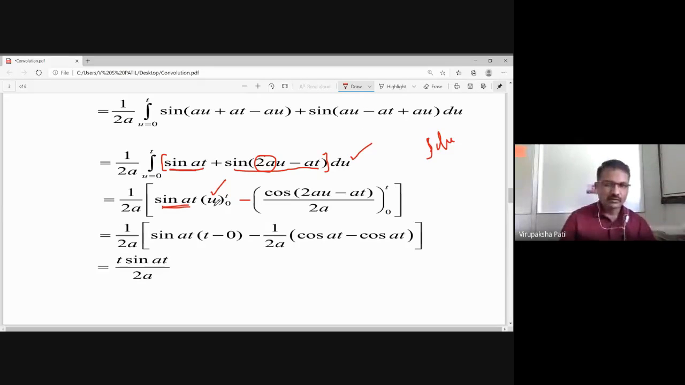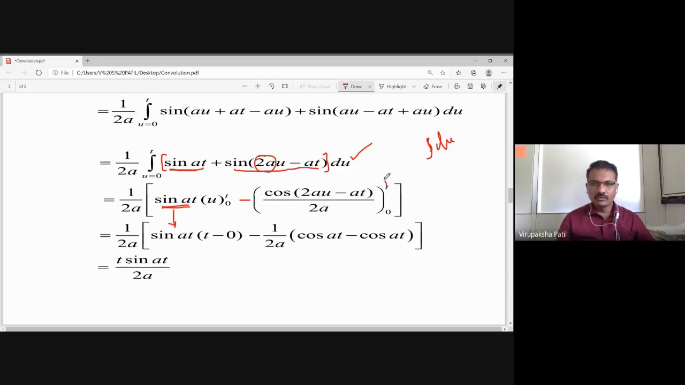Next, what you have to do? You have to put the limits here. 1 divided by 2a as it is. This becomes sine at as it is. If you put the upper limit here, u is equal to t, that becomes t, minus lower limit, u is equal to 0, that becomes 0. If you put the limits for u, it becomes sine at into t minus 0. So minus as it is. This 1 divided by 2a we have taken outside.